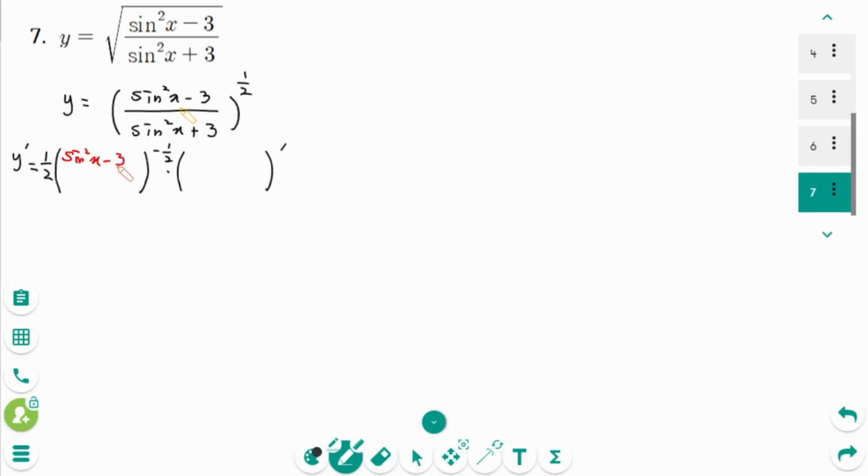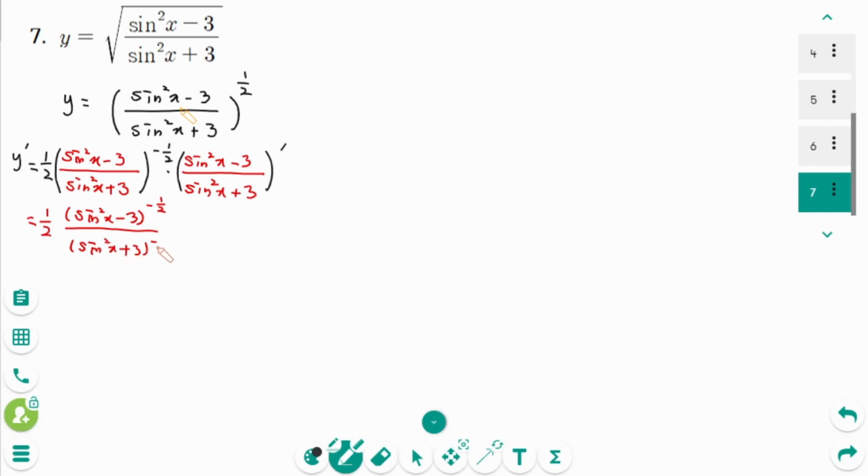Sine squared x minus 3 over sine squared x plus 3, equals 1 over 2 times, we can rewrite as sine squared x minus 3 to the power of minus 1 over 2 over sine squared x plus 3 to the power of minus 1 over 2 times sine squared x minus 3 over sine squared x plus 3 prime equals, use the quotient rule, u over v prime equals u prime v minus u v prime over v squared.